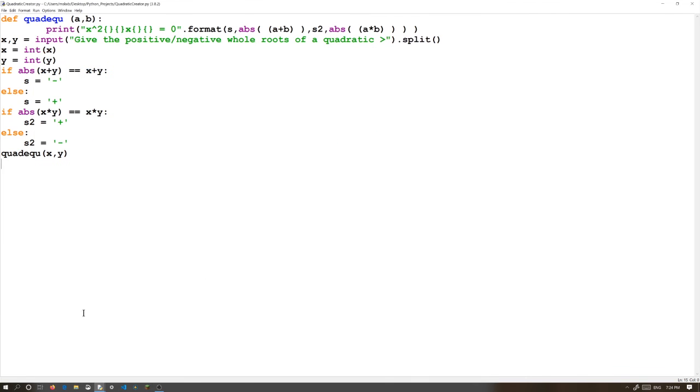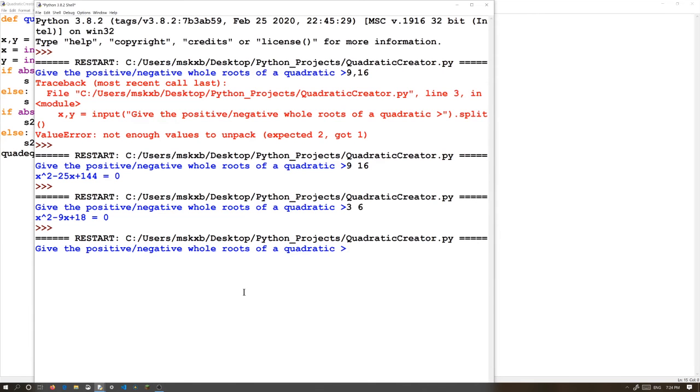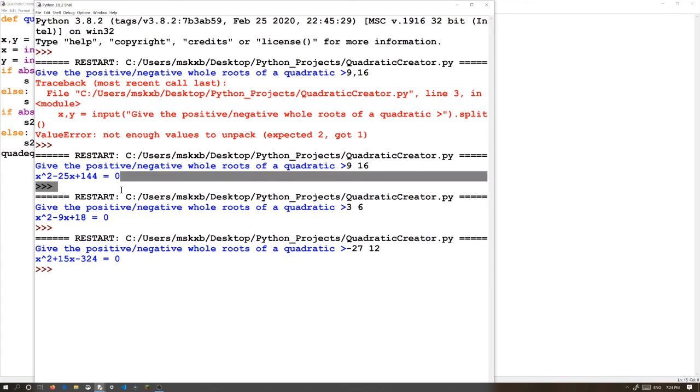I have another one that I can show, and that's minus 27 and 12. And that's x squared plus 15x minus 324 is 0. You can see the power of the formula because this looks incredibly hard if you didn't know. But if you know it, it looks really easy.